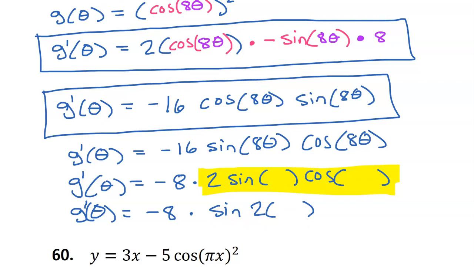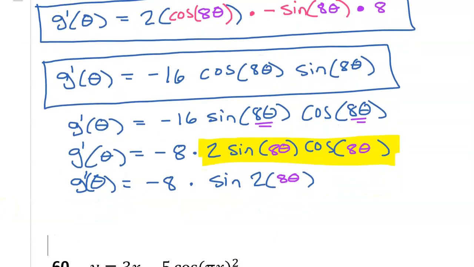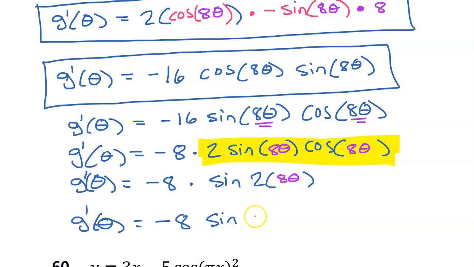But wait a minute, what does actually belong in there? Well, it was 8 theta that was in there. So I'm going to go ahead and put the 8 theta back now. So I have 8 theta in here too. So it's sine 2 times 8 theta, which can be multiplied. I'm going to need a tiny bit more space here, I see now. So the final, more simplified answer would be negative 8 sine 16 theta.